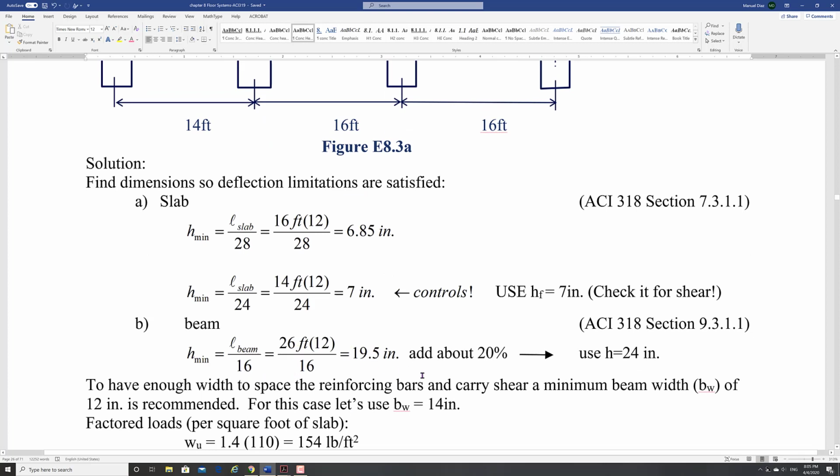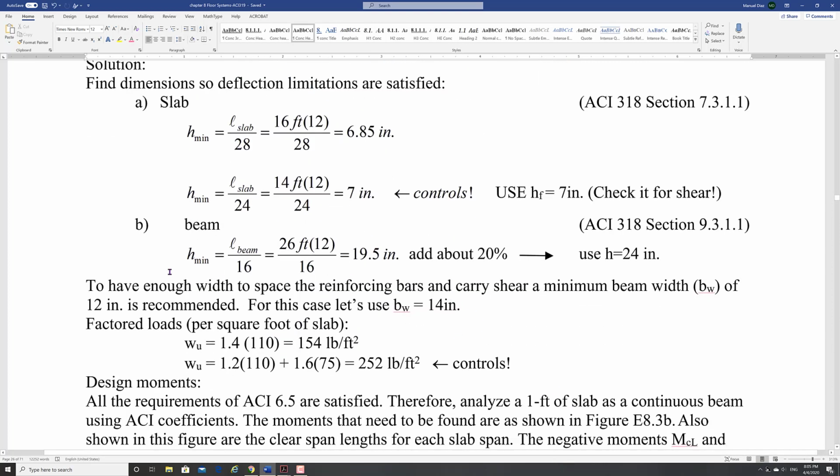The beam, in this case, is simply supported, so I can use L over 16, so it's 26 divided by that. Because this is your minimum and I'm designing, I'm going to add 20%, so I'm going to make that 24. In terms of the width of my beam, I can use 12 inches, but in this case I want to use 14 to have enough space. Also, you have to be careful here because you have columns that are probably 16 by 16. You want the width of the beam to be equal to your column width, and so that means your beams are going to be 16.